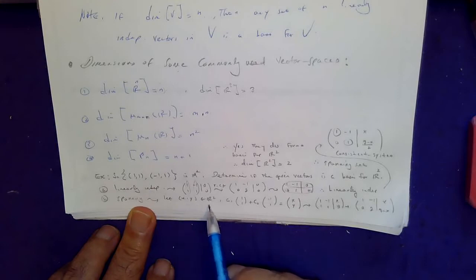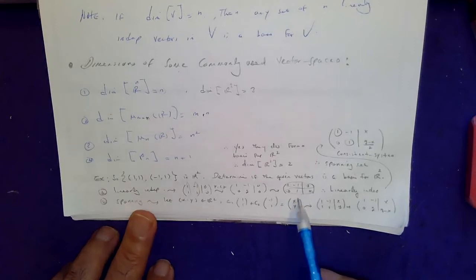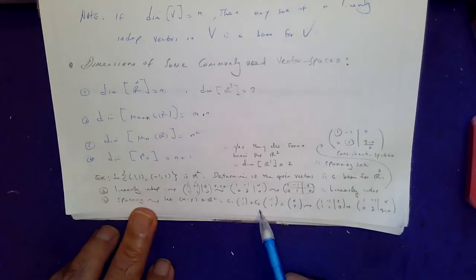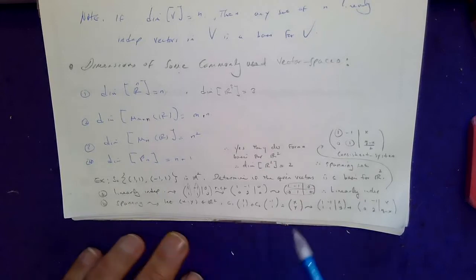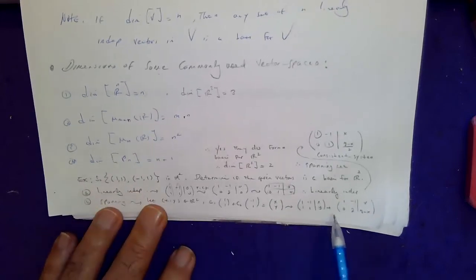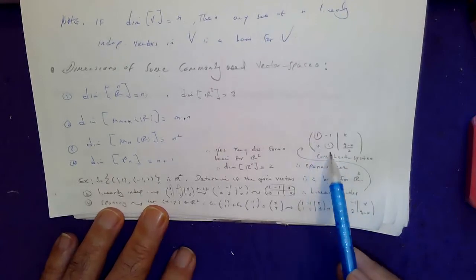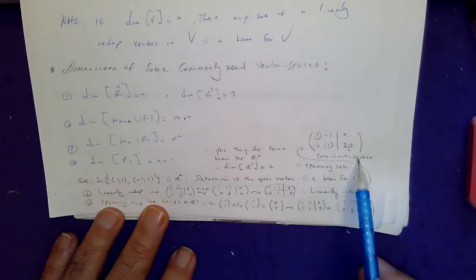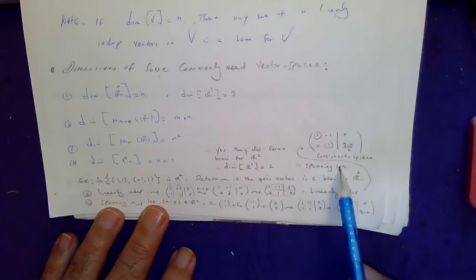For spanning, let X, Y be a random vector in R2. Form the linear combination and set it equal to X, Y. Notice for linear independence, we set the linear combination equal to 0. For spanning, we set it equal to a random vector in whatever vector space you are in. In this case, if you put this in row echelon form, notice at the end of the day you have a leading one in each column. So that means the system is consistent. Therefore you have a solution, therefore they span.